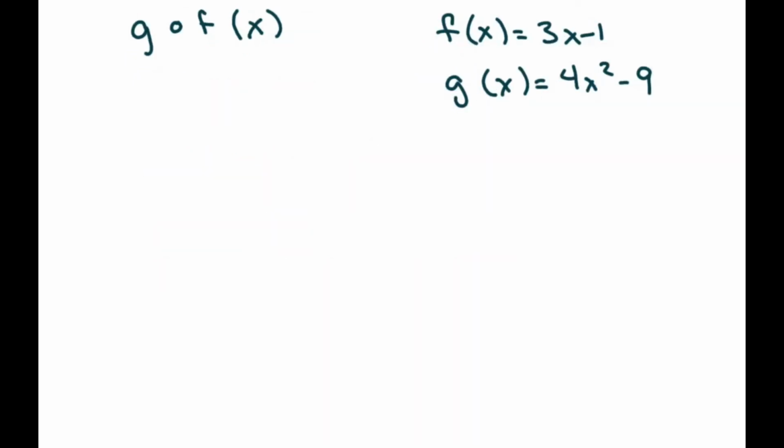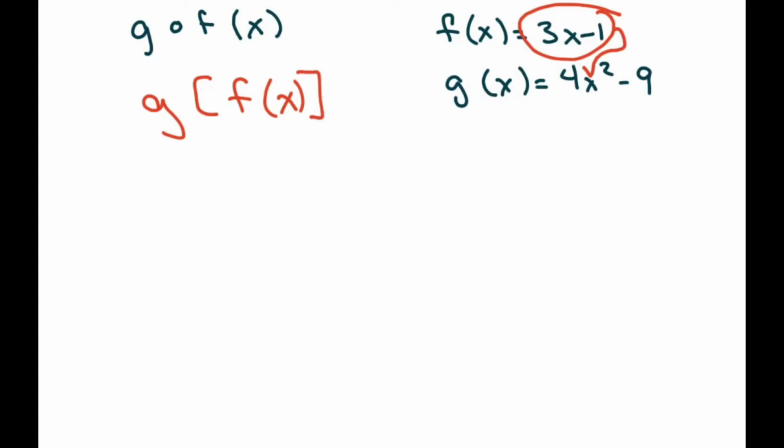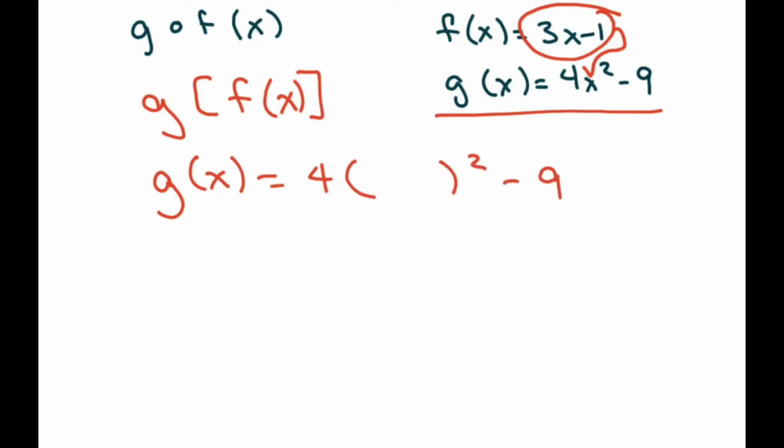And this one, we do g of f of x. So merely on this one, we're going to take our inner function, which is f of x, and plug it into our outer function. So that's all I'm going to do. I'm going to write down my outer function, and I'm going to just put parentheses for my x. And then plug in my 3x minus 1, and simplify that.